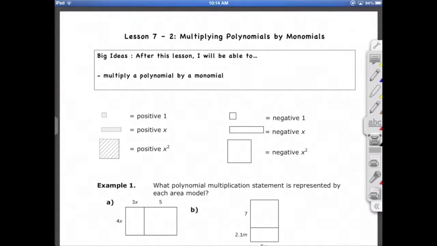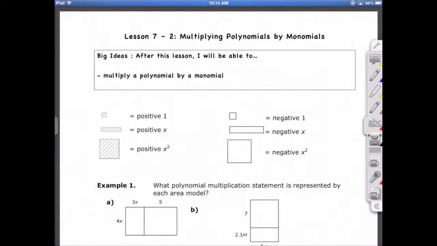Bleeker again, lesson 7.2, multiplying polynomials by monomials. So the big idea is that once the lesson's done, you should be able to multiply these and have a new expression. And it's been a lot of formula work, so let's get going. We got a lot to do.